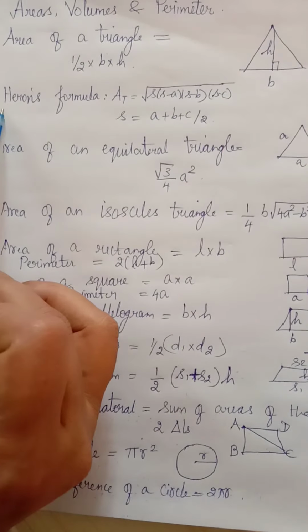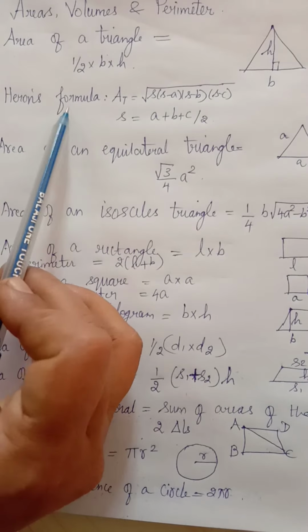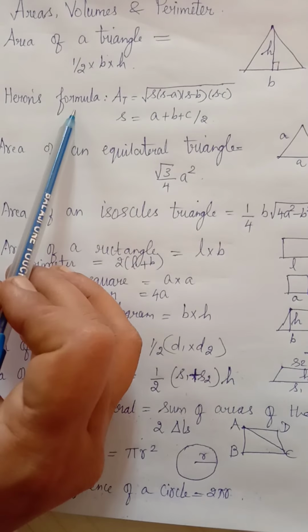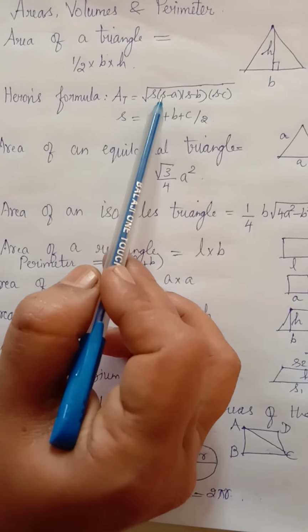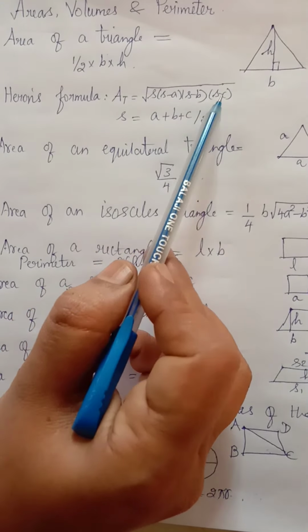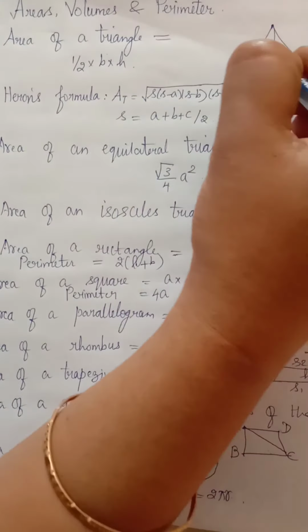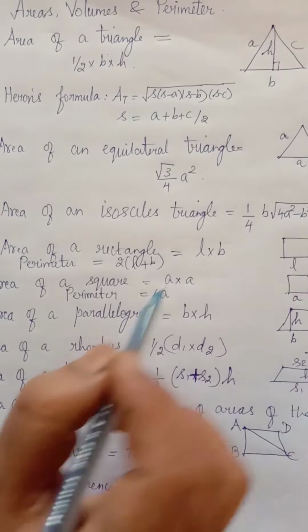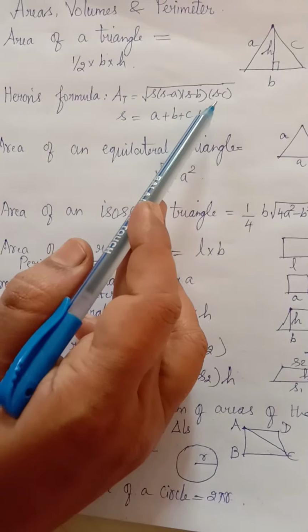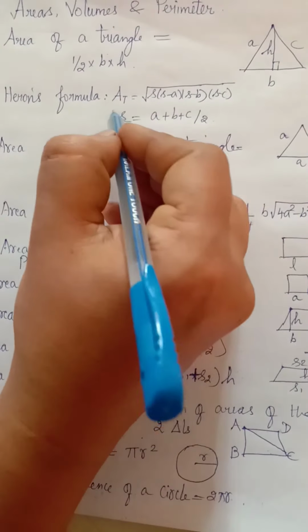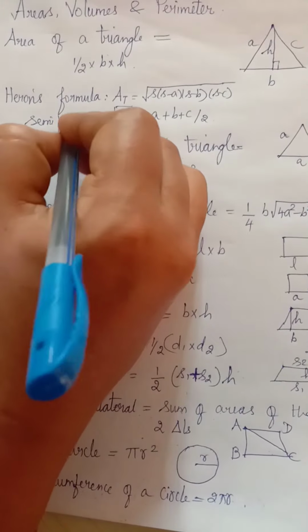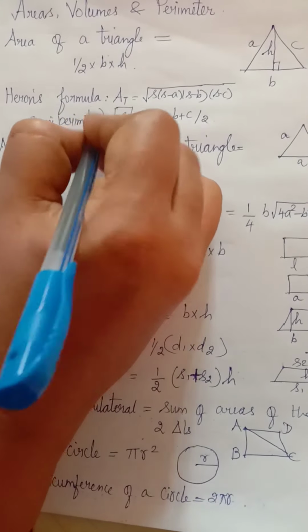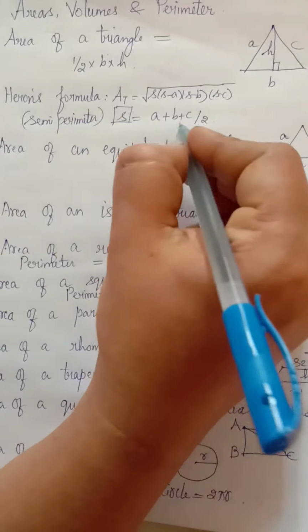The next thing is using Heron's formula. This is another formula for finding the area of a triangle. It is given by square root of s into (s minus a) into (s minus b) into (s minus c), where a, b and c are the 3 sides of a triangle. And s is called the semi-perimeter. It is called the semi-perimeter because it is half of the perimeter.